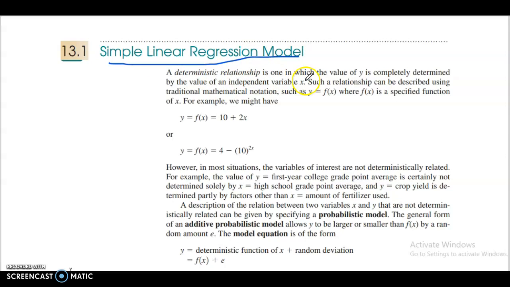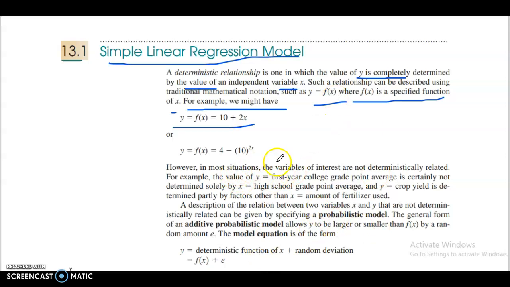A deterministic relationship is one in which the value of y is completely determined by the value of the independent variable x. Such a relationship can be described using traditional mathematical notation such as y equals f of x, where f of x is a specified function of x. For example, we might have y equals f of x equals 10 plus 2x, or y equals f of x equals 4 minus 10 power 2x.